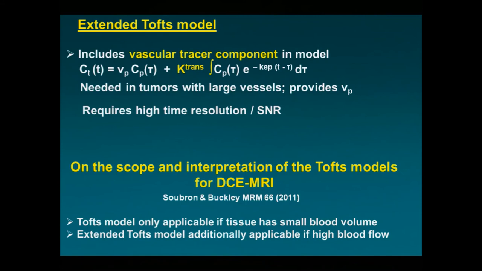A critical review of the scope and interpretation of the Tofts model is given by Sourbron and Buckley in MRM in 2012. It's a mathematical evaluation of the model, and what they concluded is that the Tofts model is only applicable if the blood volume component is small. That's also true for the extended Tofts model. And you can also make use of the model if you have a high blood flow. If you are not in these situations, then you may end up with a nice fit, but the values that you get out may not have physiological sense, or the fits may not be as nice as you would like to have.